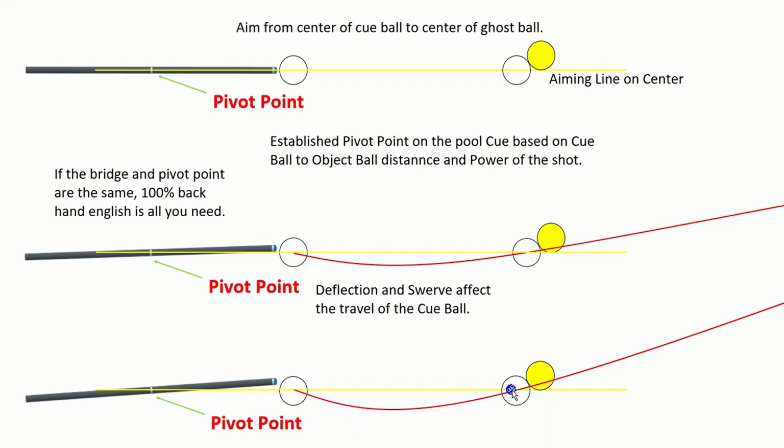This means bridging at the pivot point makes the application of more or less side spin self-correcting. If you bridge at the pivot point and apply side spin with only your backhand English, the system works perfectly. This means the cue ball will intersect the ghost ball accurately with side spin if the pivot point is correctly used based on the shot's criteria.